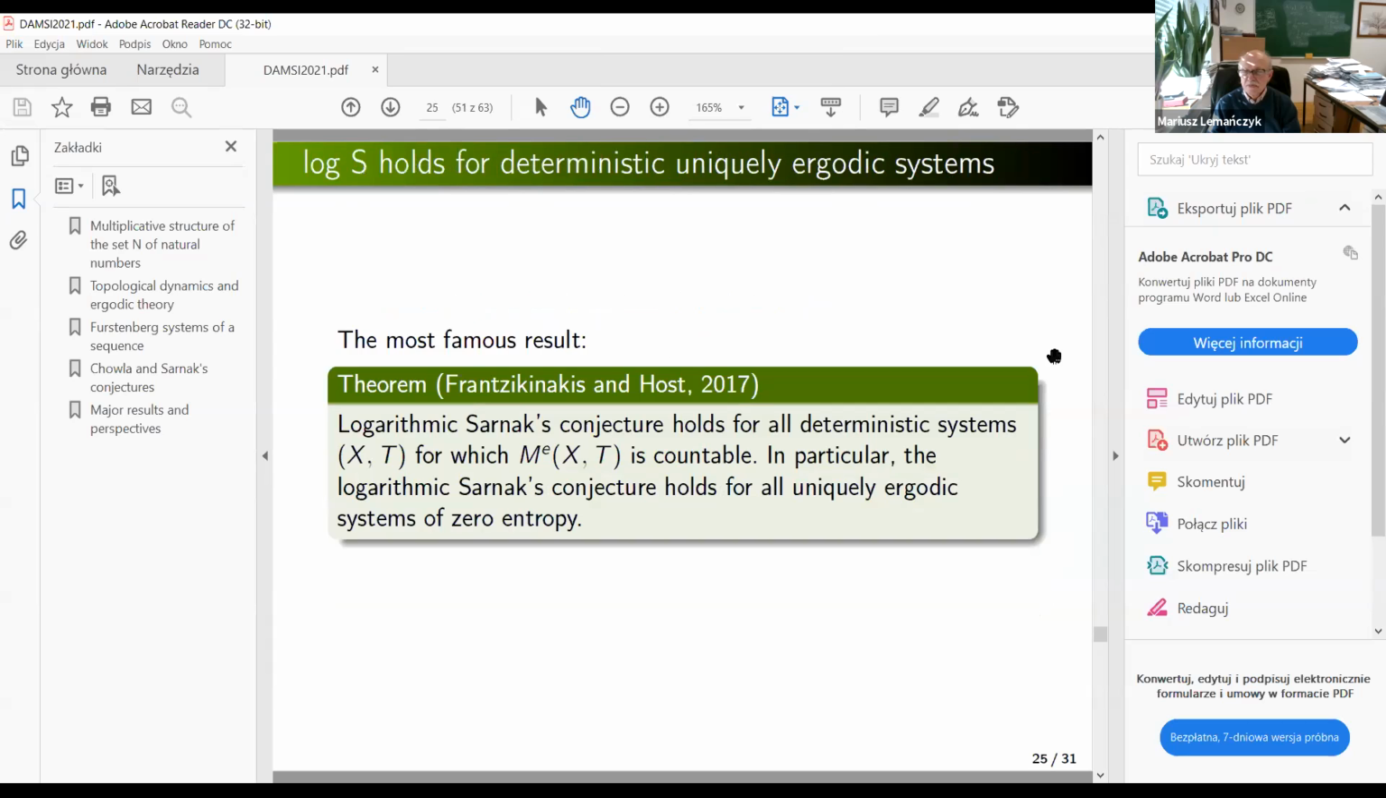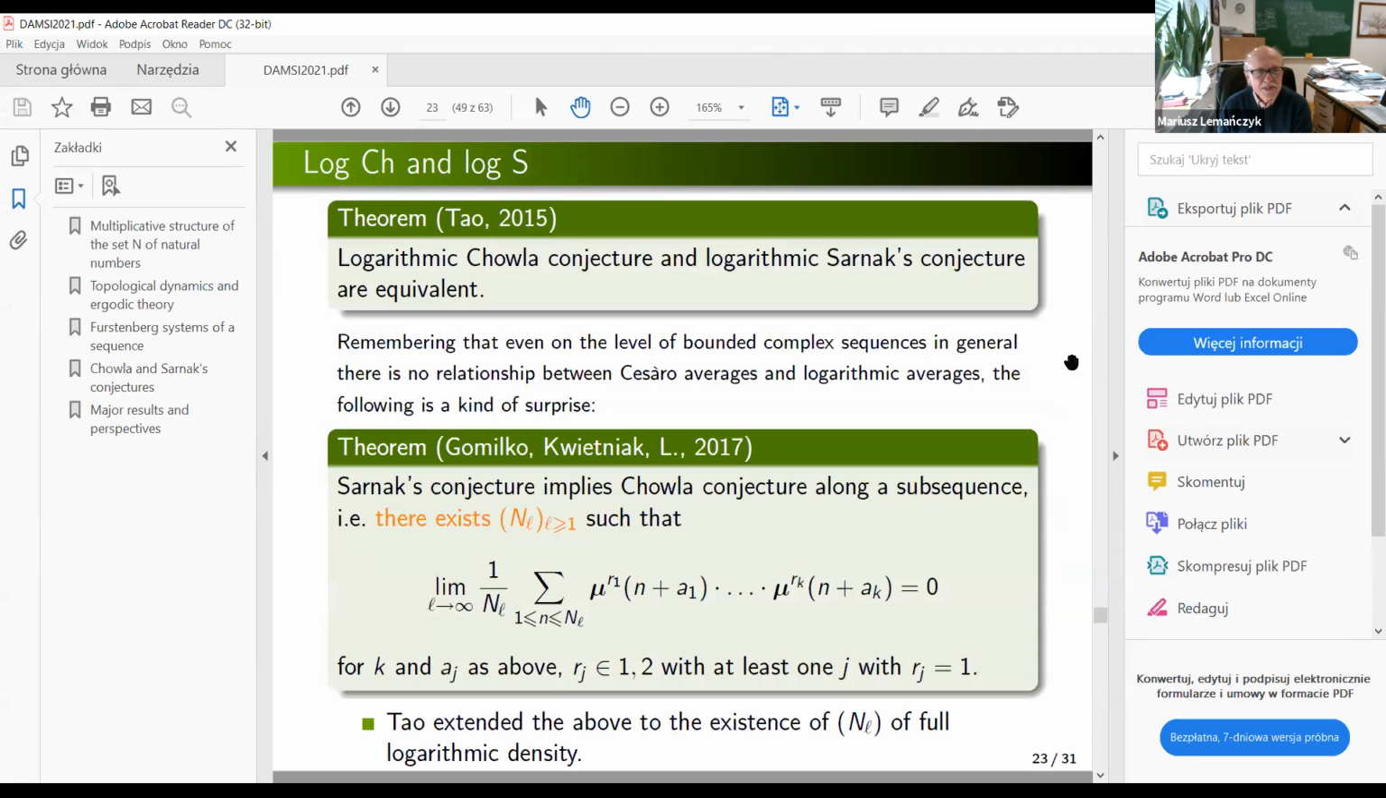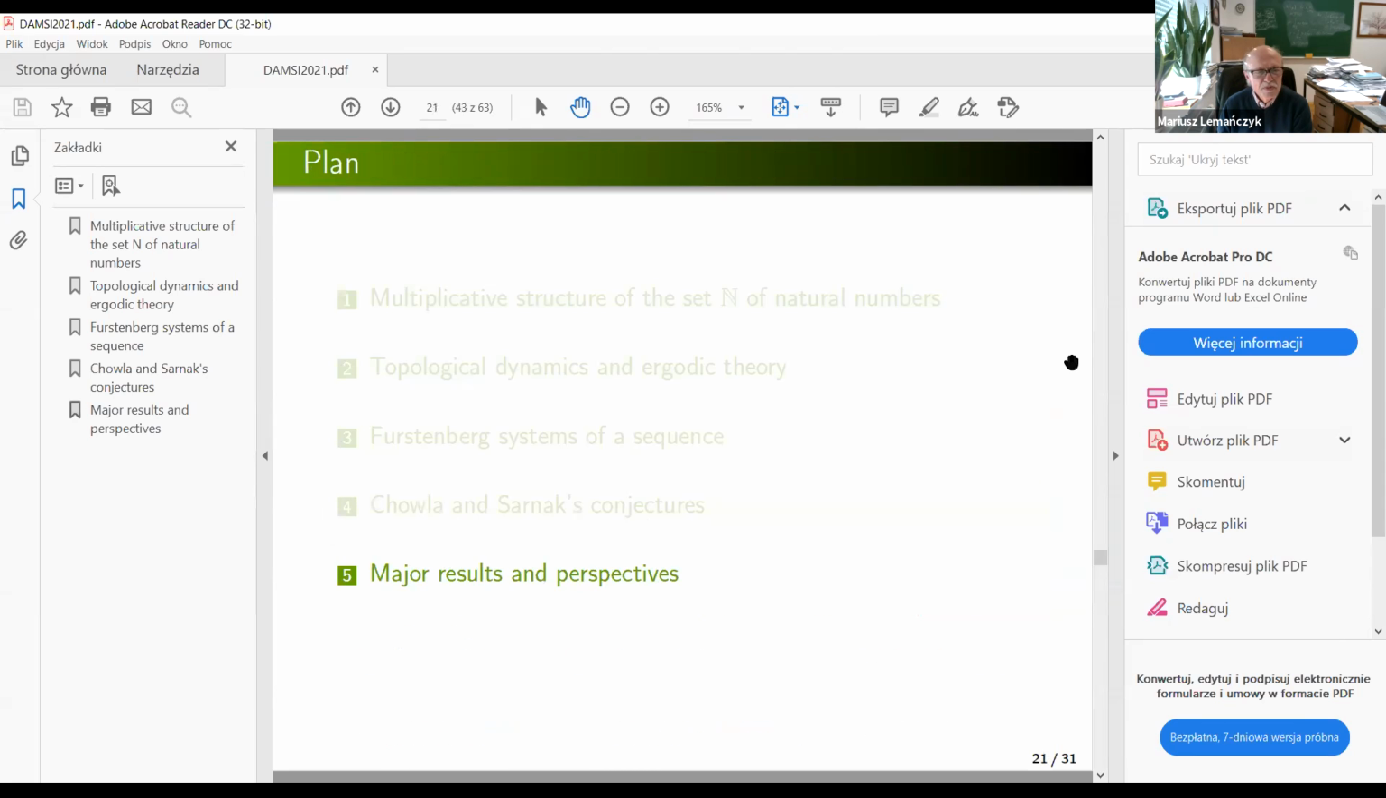No, you didn't miss the definition because there was no precise definition. So let's see. Where was this? I think it was before.